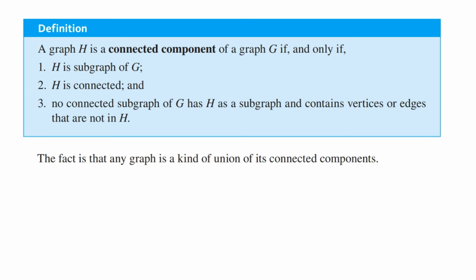More definitions, but now we're talking about connected components of a graph. A graph H is a connected component of a graph G if and only if it is a subgraph of G, it is itself connected, and no connected subgraph of G has H as a subgraph and contains vertices or edges that are not in H. What this can be distilled into is that any graph is a "union" of its connected subcomponents.